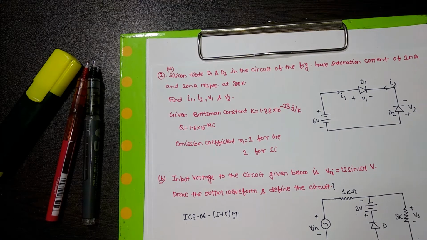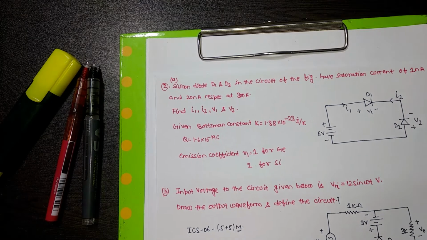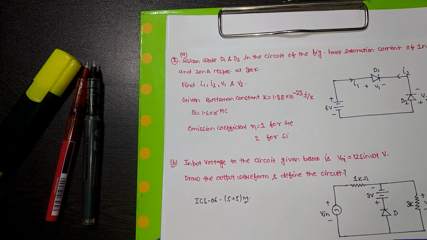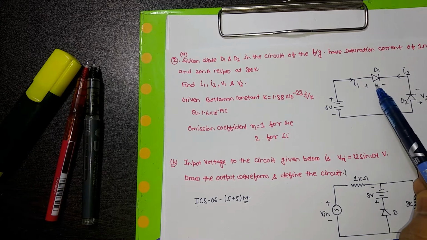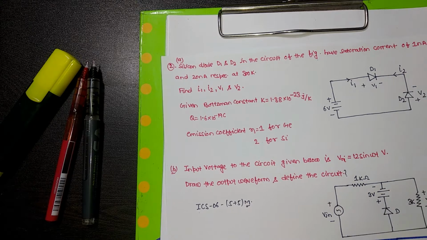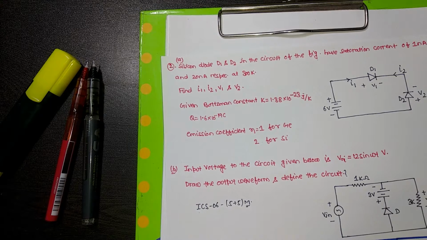Now, in this question, question number 2 has two segments. The first question is: silicon diodes D1, D2 in the circuit of the figure have saturation current of 1 nanoampere and 20 nanoampere respectively. That is, the saturation current for D1 is 1 nanoampere and for D2 is 20 nanoampere. All these conditions are given at a temperature of 300 Kelvin, that you can say is 27 degrees Celsius.